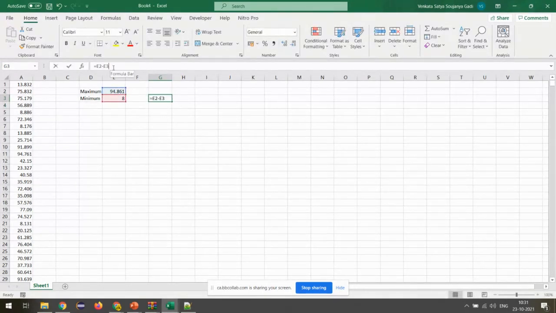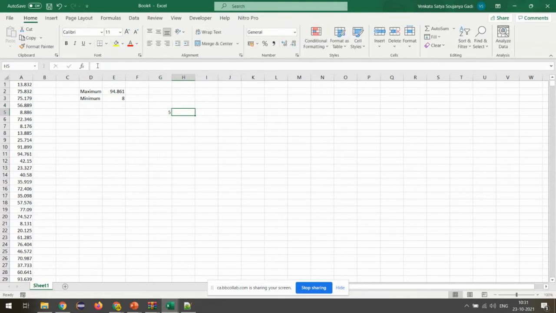95 minus 8, which is 87. So 87 is, let us see, let's divide it by 5 and see. 17.4 it says. Okay, let us start with 5 and add 5 to it.